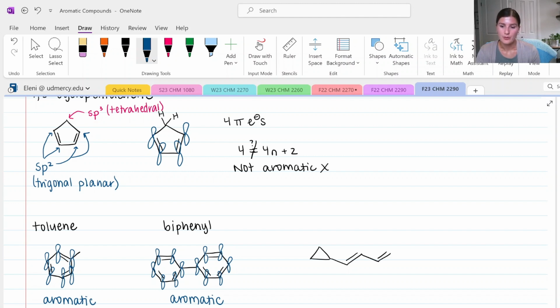In this last example, we have a 3-membered ring and a carbon chain. The carbon chain has 2 double bonds. In this case, we can see immediately, well, we need a ring. So we see there's a ring in the molecule. But each of the carbons in the ring is sp3 hybridized. So this one is not aromatic because we do not have that cyclic arrangement of unhybridized p orbitals.